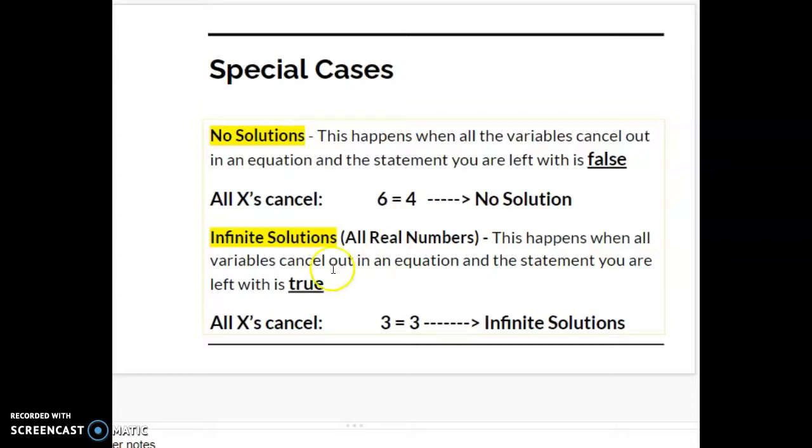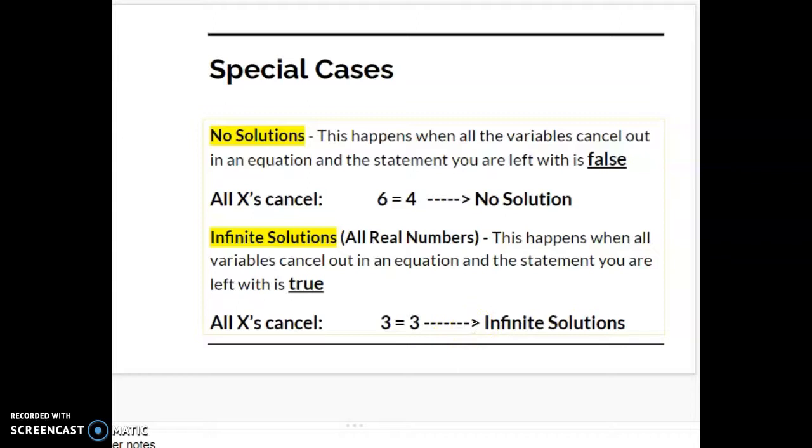If instead when all the x's canceled and I was left with a true statement, like let's say 3 equals 3, where that is true, that means that any real number we can think of will make it work. So basically any number works, and so there's an infinite amount of solutions. So when we're solving, there's really 3 types of answers we could expect if we're solving linears. We could expect just one answer, like x equals 5. We could expect no solutions, or we could expect an infinite amount of solutions. And that's important to know when you're solving.